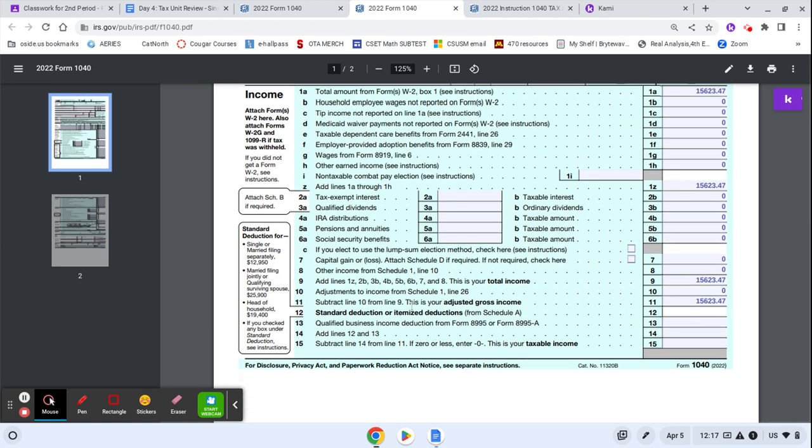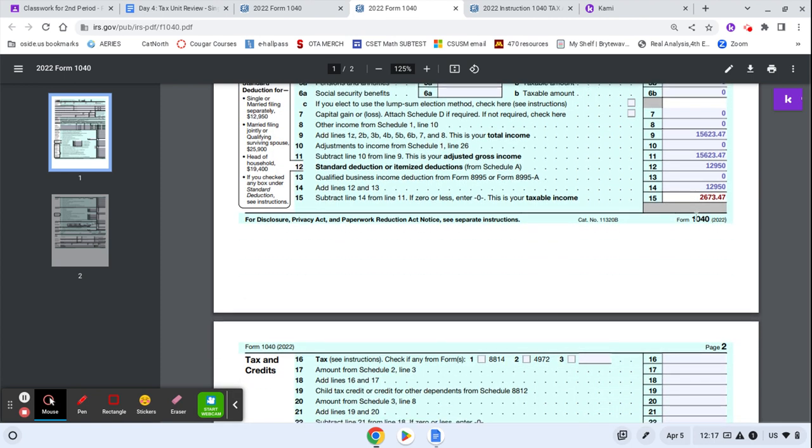Then number 12, notice the bubble off to the left from the 12. It's telling us to go grab this standard deduction for a single person. It's 12,950. Yes, that's the same number we used on the first day for doing the single person's taxes. Then no other qualified business income, so we add those two together and get that again. Now we do the hardest math we have to do on our taxes, subtract. 15,623.47 minus the standard deduction. I'm getting taxable income of $2,673.47. I now go to the tax table and look that up.